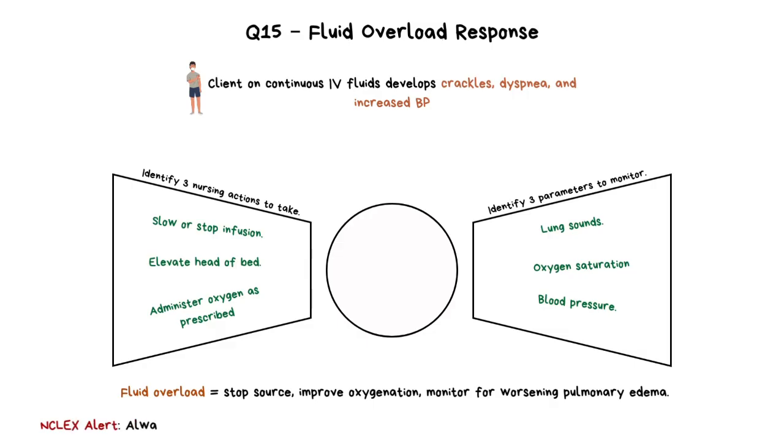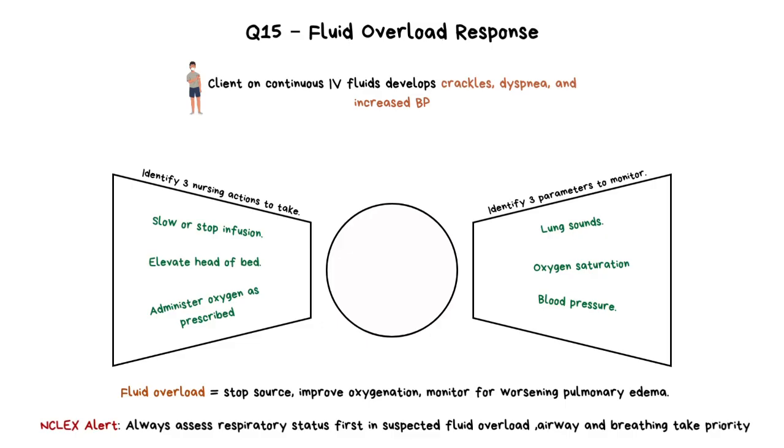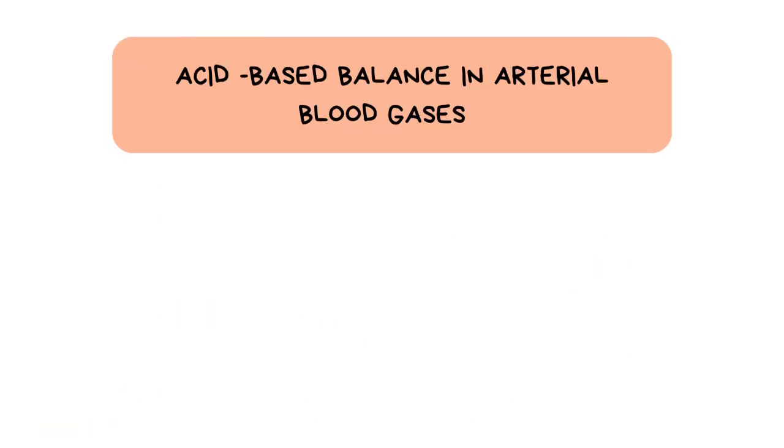NCLEX alert. Always assess respiratory status first in suspected fluid overload. Airway and breathing take priority. Now we're moving into acid-base balance and arterial blood gases, a high-yield area for the NCLEX. These questions test your ability to interpret pH, carbon dioxide, and bicarbonate values, link them to the right condition, and decide what the nurse should do.